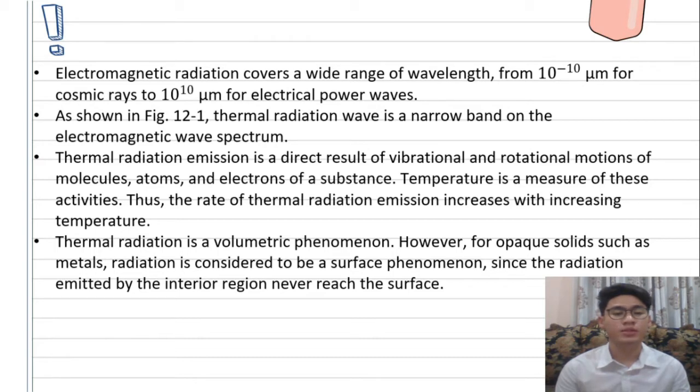Thermal radiation is a volumetric phenomenon. However, for opaque solids such as metals, radiation is considered to be a surface phenomenon, since the radiation emitted by the interior region never reaches the surface. Note that the radiation characteristics of a surface can be changed completely by applying thin layers of coating on them.